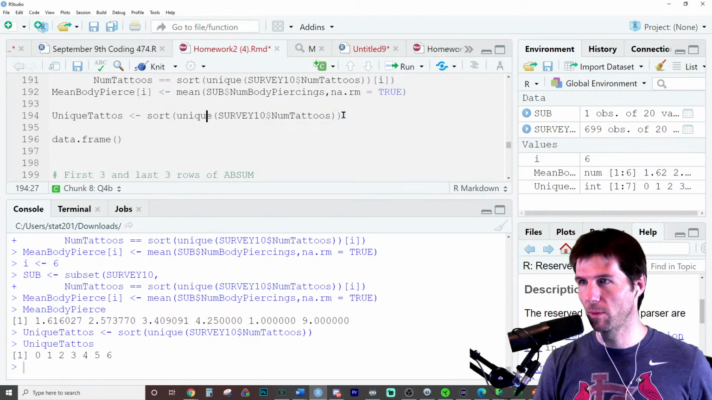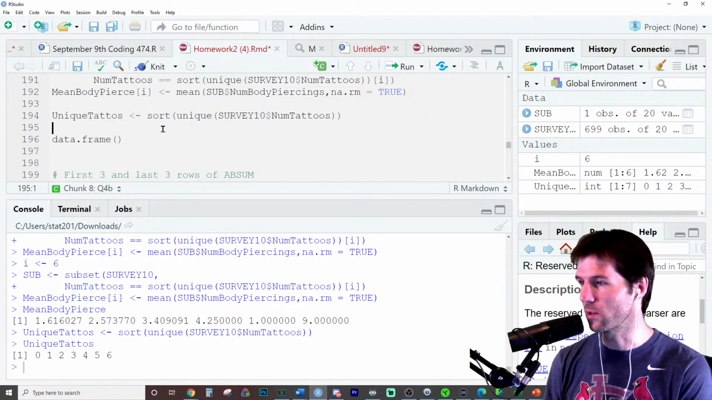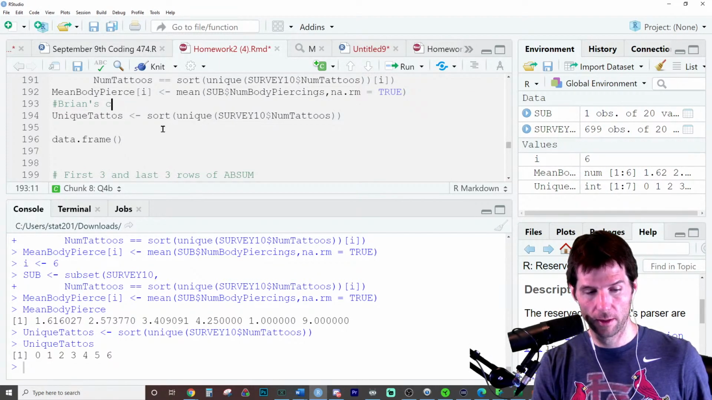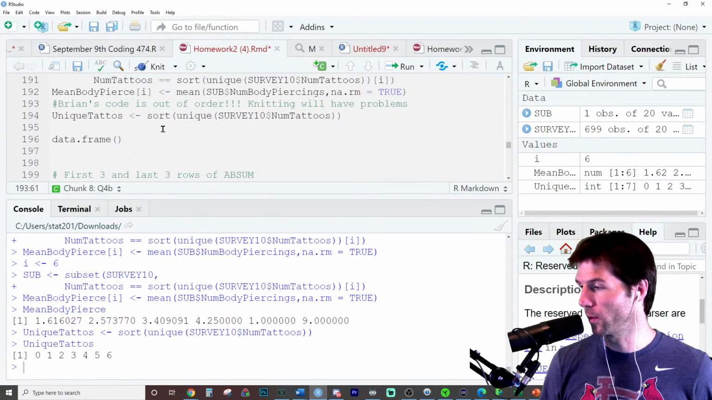How could I figure out how many unique tattoos there are? I want to look at this. I'd be very careful. We're going to put a note: Brian's code is out of order. If I try to knit this, knitting will have problems. My code is out of order. You want to reorder your code.